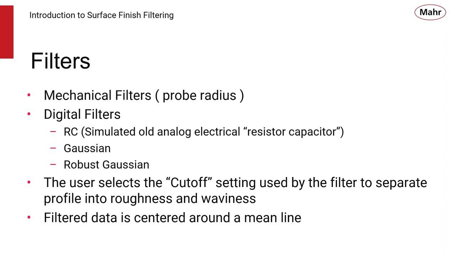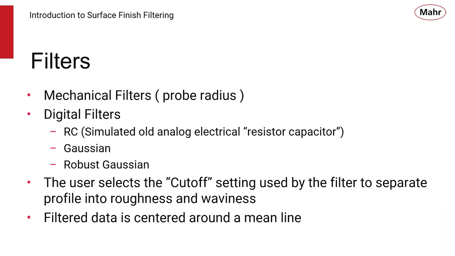But there are digital filters that allow us to separate the different parts of the profile. There are RC filters, which simulate the old resistor-capacitor type of filter out there. There are Gaussian filters, there are robust Gaussian filters, and these are all mathematical formulas which the signal passes through, which can filter out the data that we don't want to see. So it's very easy for the user to do. All that math is done within the system.